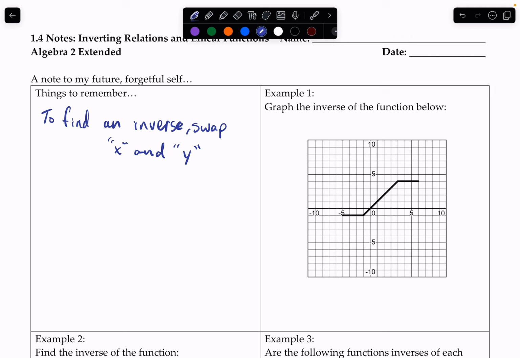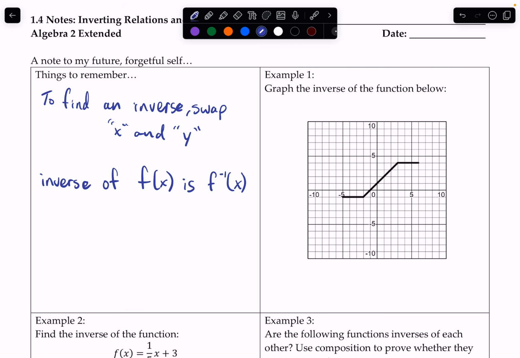A few things, the inverse of f of x, this is that function notation that kind of means the same thing as y of x, is f to the negative 1 of x. So that's just like a notation thing. Yeah, that's it for now. We're going to make another note whenever we get to example 3. But for now, if you just remember that you swap x and y, you should be pretty well set.